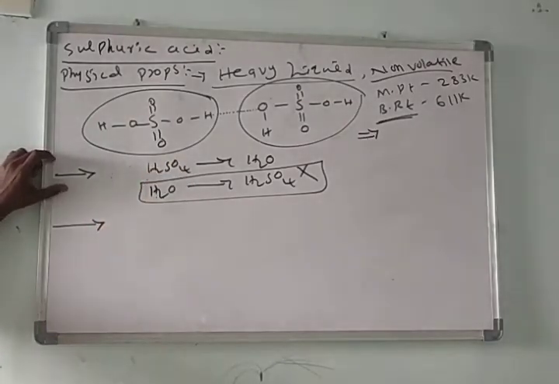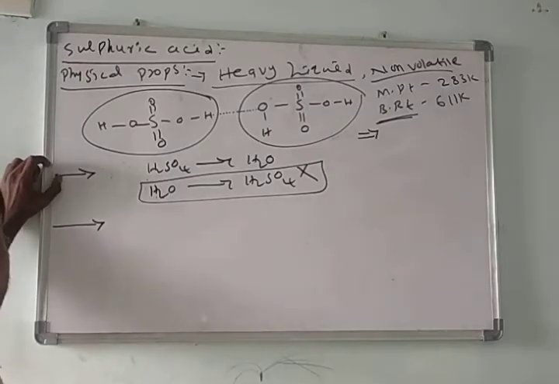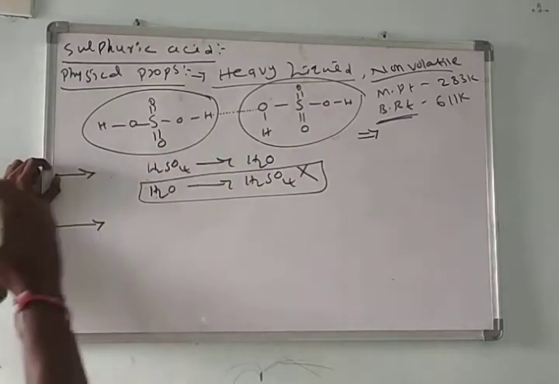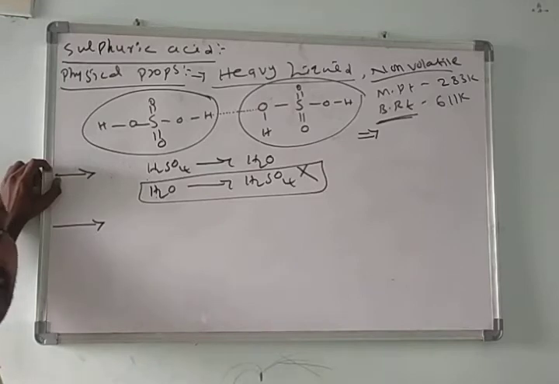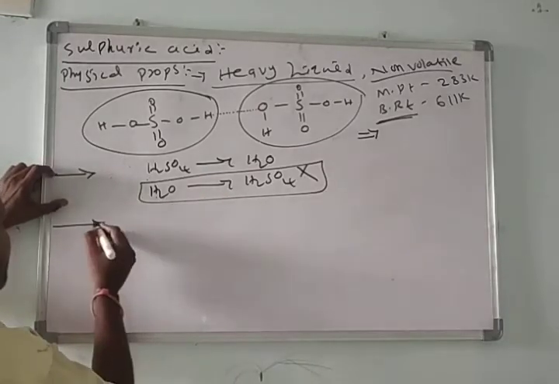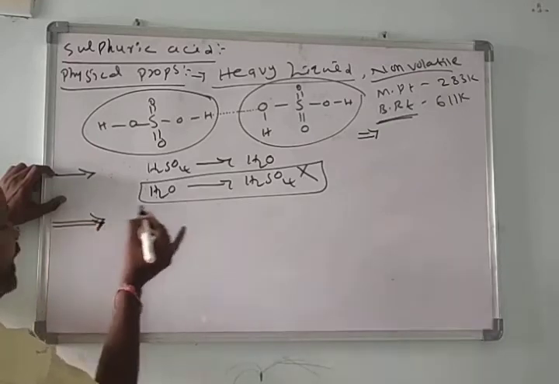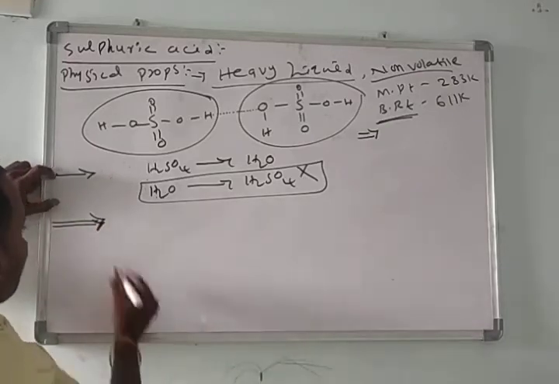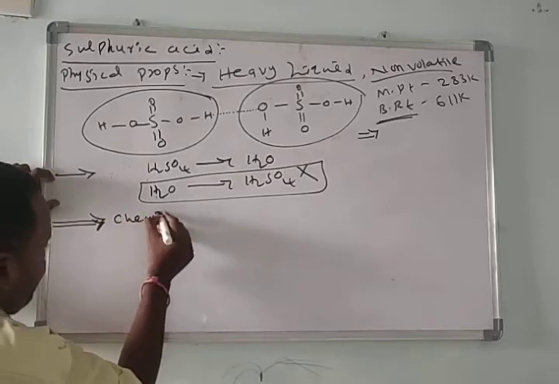This is one important physical property of sulfuric acid. It has a high boiling point, and it dissolves completely in water. That is also one of the physical properties of sulfuric acid. In continuation, we'll see the chemical properties.